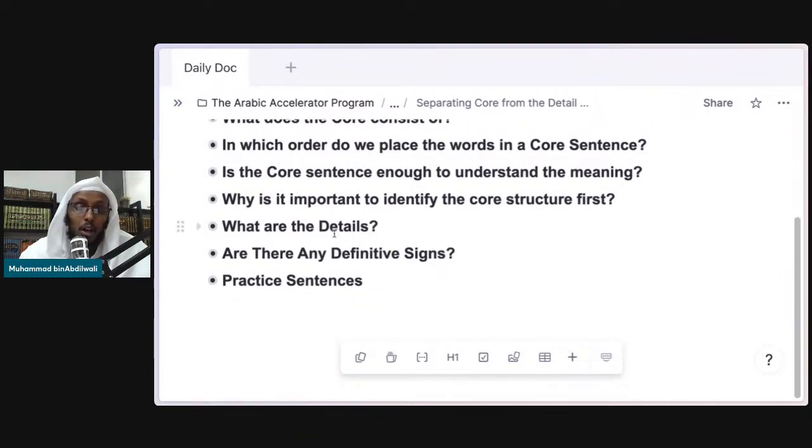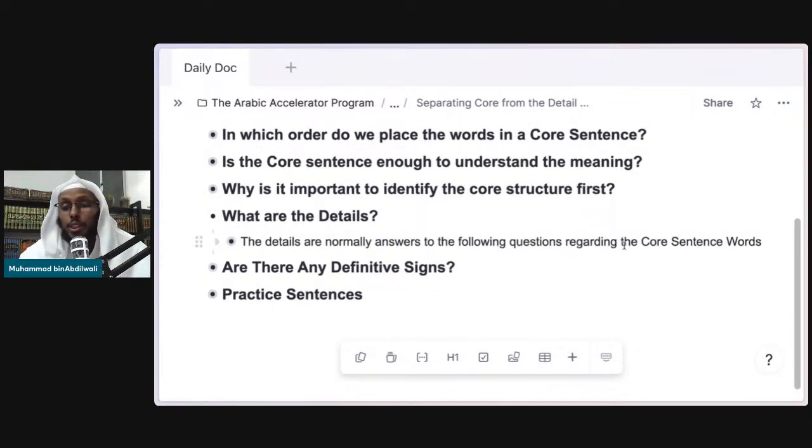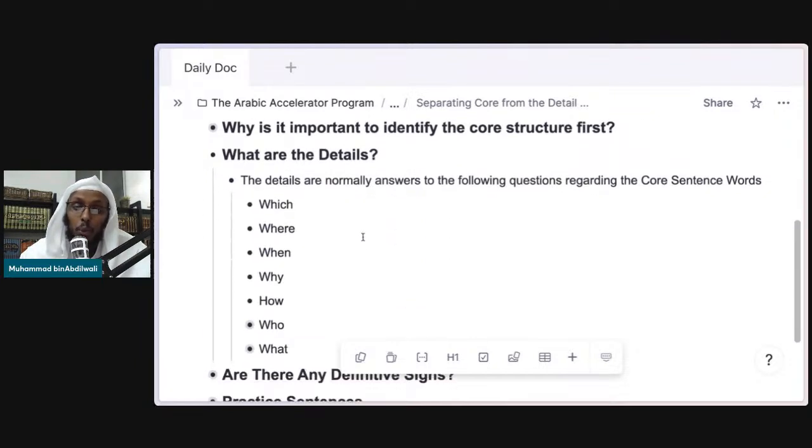All right. Okay, so finally, before we go to practice, what are the details? Now, these details are normally answers to the following questions, applied to the core sentence or applied to the words in the core sentence. So it could be a which, not a witch as in a witch. The detail could be about which, yani which house, which person. Like for example, you might say اشتريت كتابا, I bought a book. All right. Now, which book? Right? كتاب القواعد. Or كتاب الله, I bought the book of Allah in the Mus'haf. Or كتاب صحيح البخاري. Okay. Now, this extra detail tells us which book you've bought.